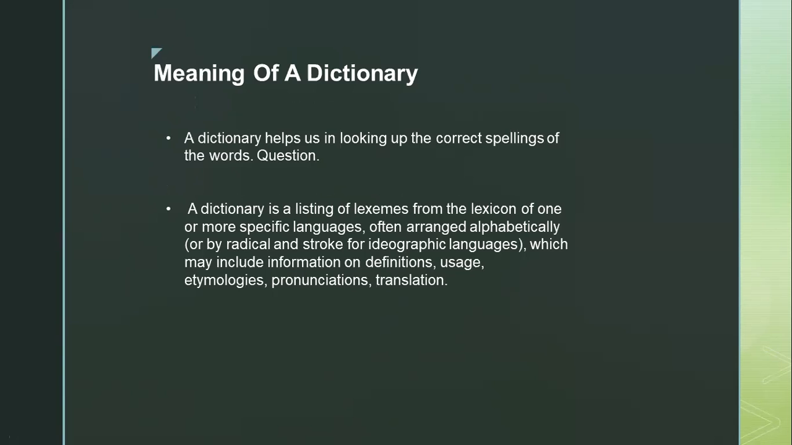Meaning of a dictionary. A dictionary helps us in looking up the correct spelling of words. Words have different meanings in the dictionary. A dictionary is a listing of lexemes from the lexicon of one or more specific languages, often arranged alphabetically or by radical or stroke for ideographic languages, which may include information on definition, usage, etymologies, pronunciation, and translation.